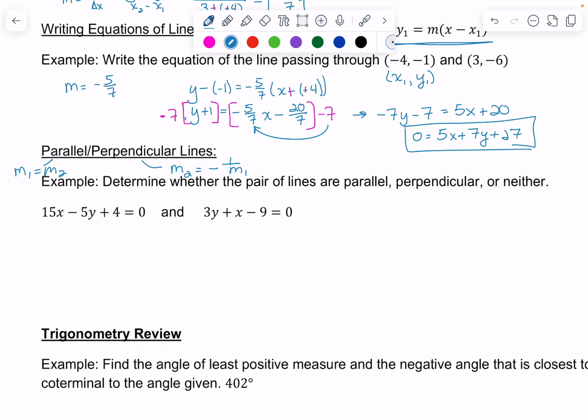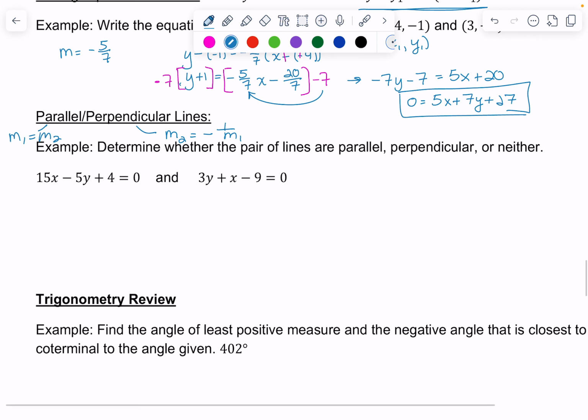So let's take a look. The example here: determine whether the pair of lines are parallel, perpendicular, or neither. The whole point here, if I don't meet either of these conditions, then I'm neither, is I need to find the slopes. So let's get them in slope-intercept form. I'm going to solve for y.